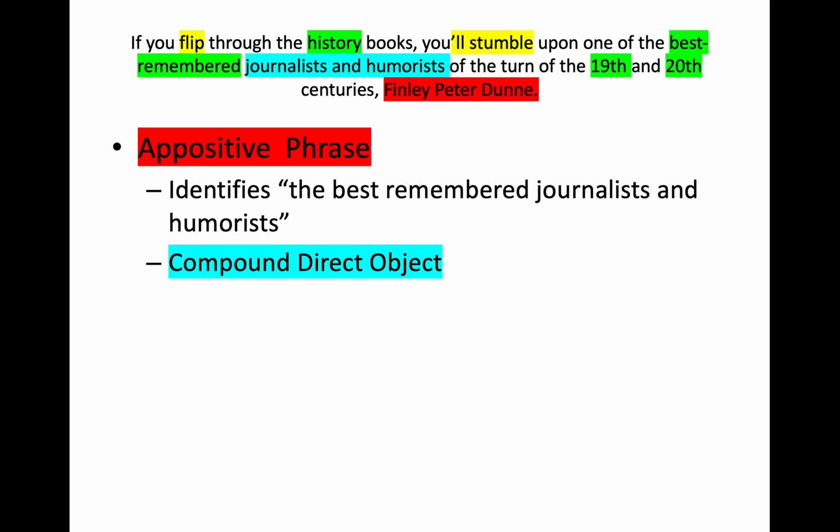This is also a compound direct object. You will stumble upon what? The journalist and humorist. Now, obviously, I cut out the adjectives, but that is still the direct object, and it is important that you have a compound direct object, two different things.